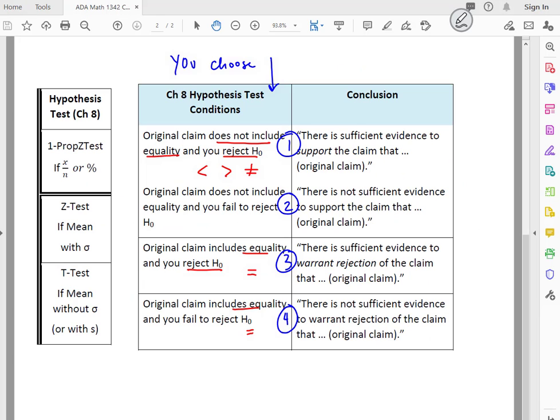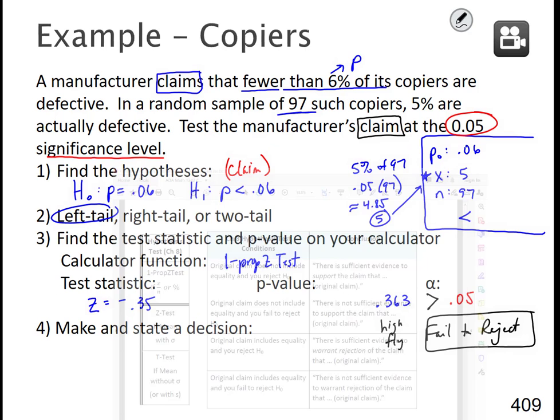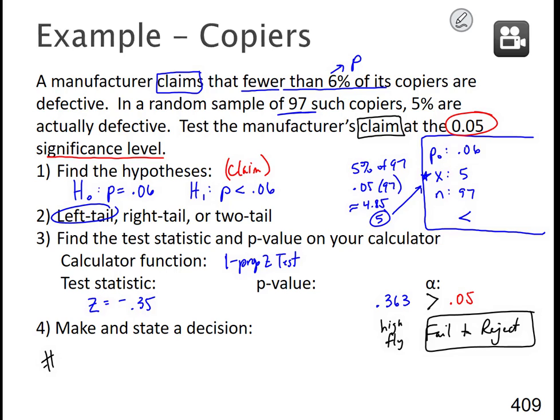So when we look on our formula chart, number 2 is fail to reject and does not include equality, which would be the less than. So it is the number 2 sentence. I'm going to be a little lazy and just write number 2, but you could write it out. There is not sufficient evidence to support the claim that there are fewer than 6% defective copiers.